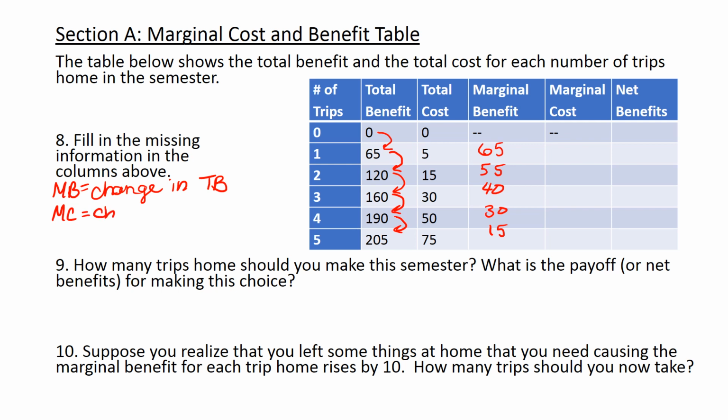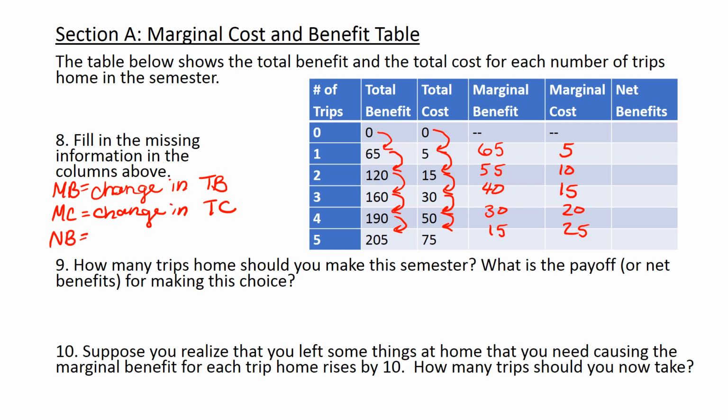Marginal cost, similarly, is the change in total cost. And so we want to see when we add another trip what happens to our total costs. So when we go from no trip to 1 trip, our costs go up by 5. 1 trip to 2 trips, our costs go up by 10. 2 to 3, it's an increase of 15. 3 to 4 is an increase of 20. 4 to 5 is an increase of 25.